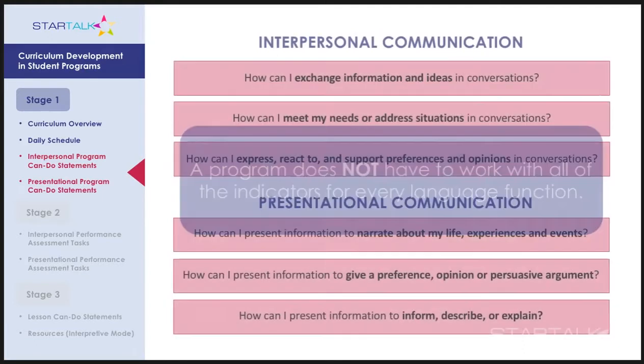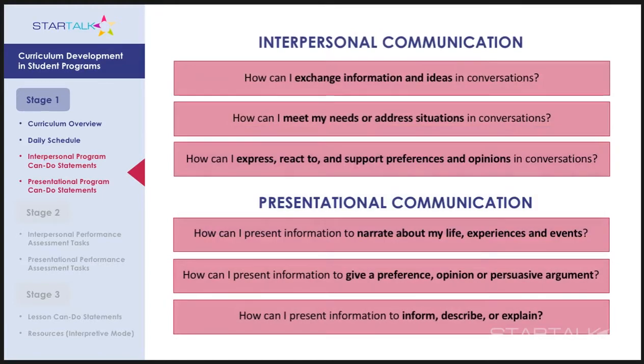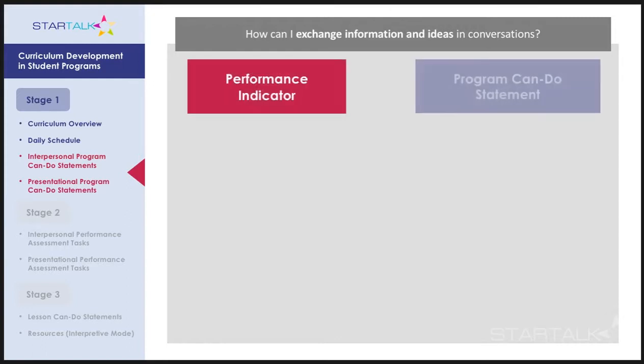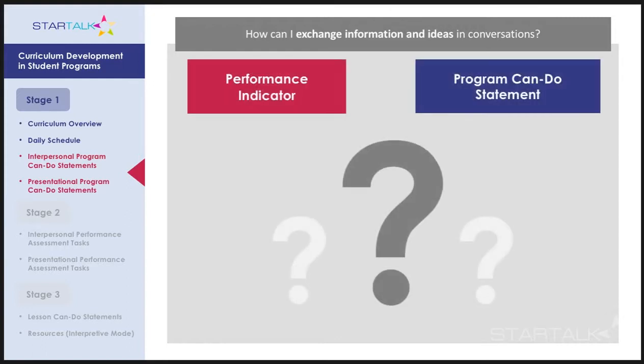Let's look at one language function in more detail to see how it carries forward in the development of stage 1. Here you see the interpersonal function framed as a question: how can I exchange information and ideas in conversations? We know from the previous slides that there are performance indicators that are part of what has been created within the successful can-do statements.